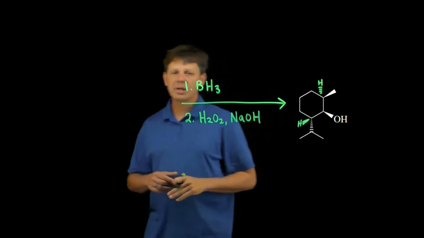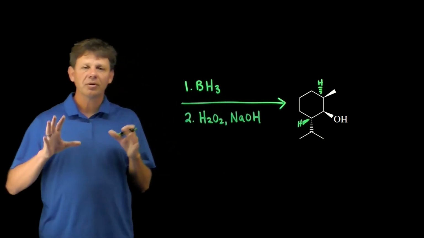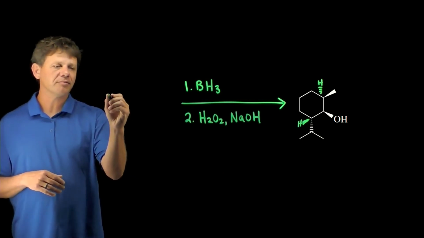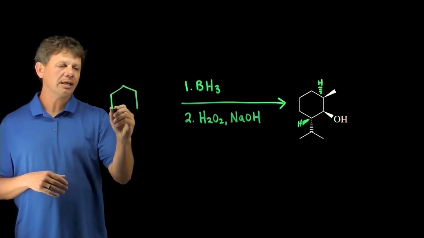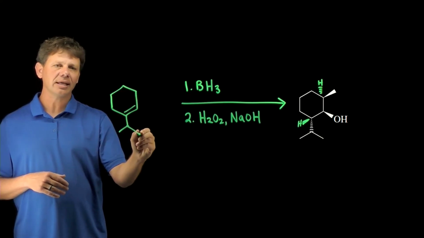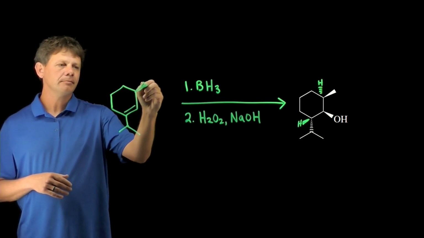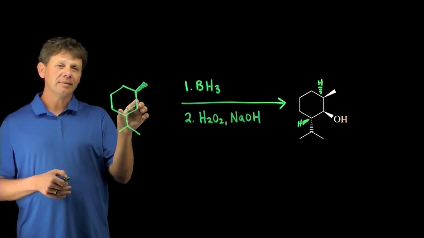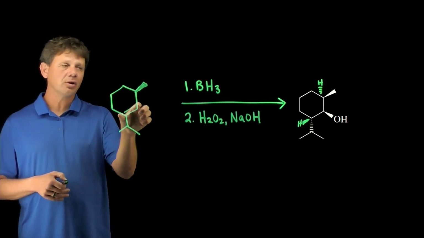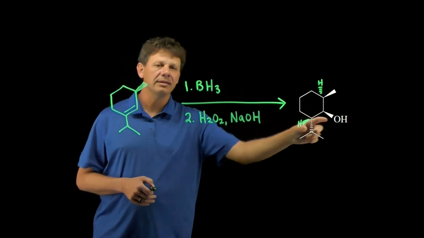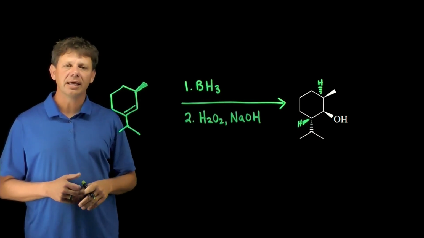The hydroboration oxidation reaction results in syn addition of H and OH. As a result of that, we know which alkene it must be. We must start with this alkene as shown. This is going to allow the syn addition of H and OH through the hydroboration mechanism to give the stereochemistry indicated there.